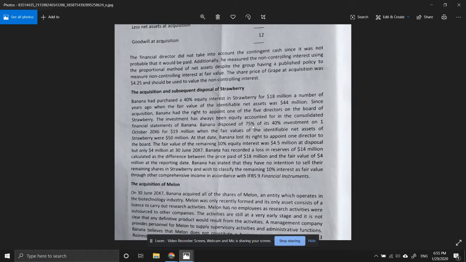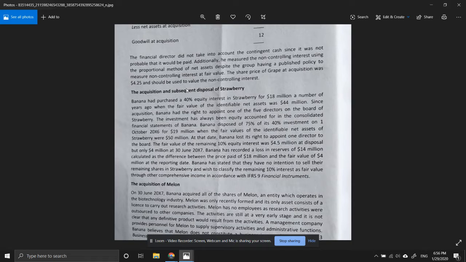The investment has always been equity accounted for in the consolidated financial statements of Banana. So equity accounted means it's an associate, otherwise we would have consolidated it. So Banana disposed of 75% of its 40% investment. Okay, 75% of 40, on 1st October 20x6.